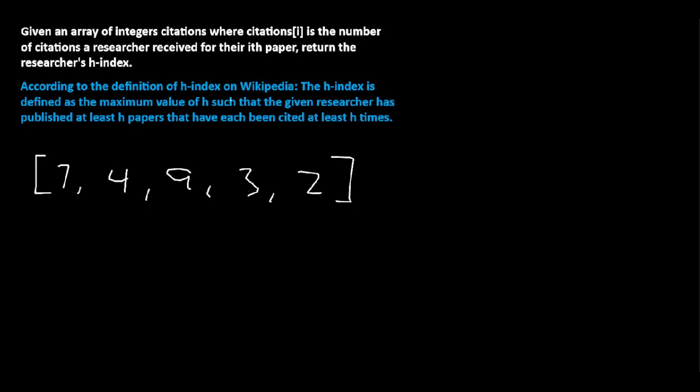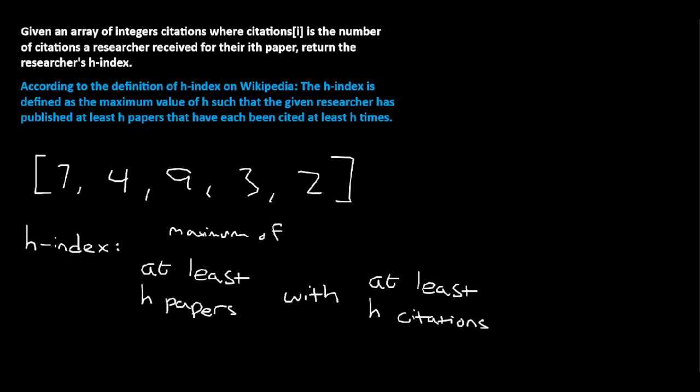According to the definition of H-index on Wikipedia, the H-index is defined as the maximum value of H such that the given researcher has published at least H papers that each have been cited at least H times. So the H-index is the maximum value that satisfies this statement: at least H papers with at least H citations.